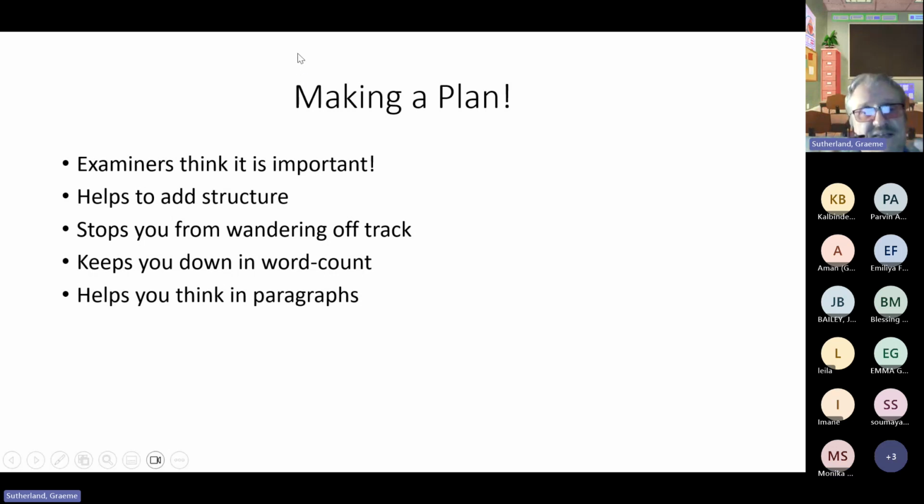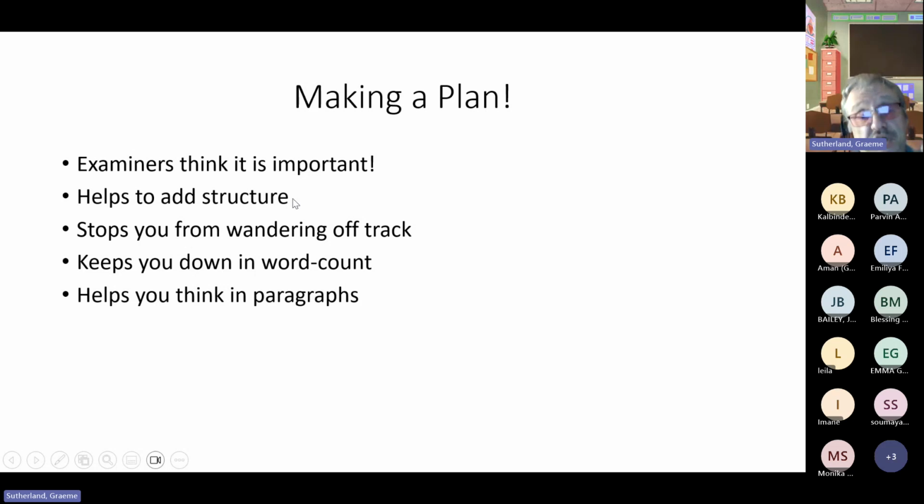Everybody else has to think, what if I go in there and I haven't got a clue what to write? I don't know what I'm going to do. I don't know what I'm going to say. Well, writing a plan can help you do it. So there are lots of reasons for writing a plan. One is definitely the examiners think it's important. They're not going to give you marks for your plan. They think it's important because it makes your work better.